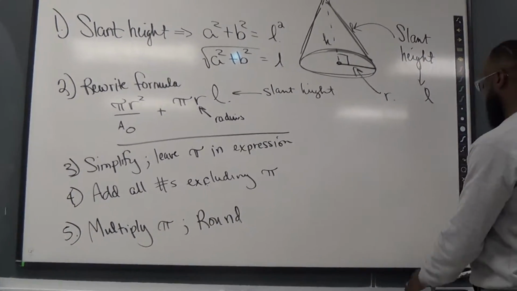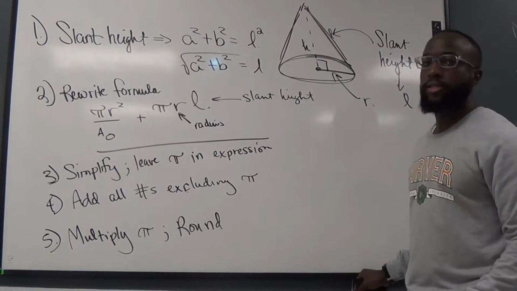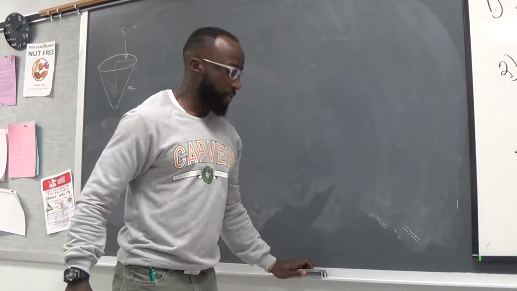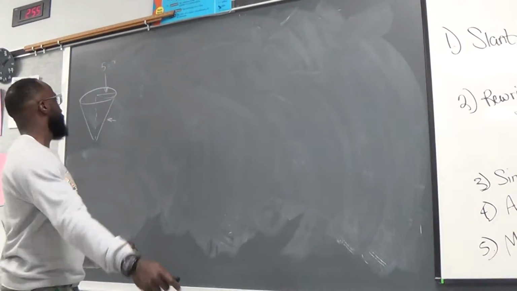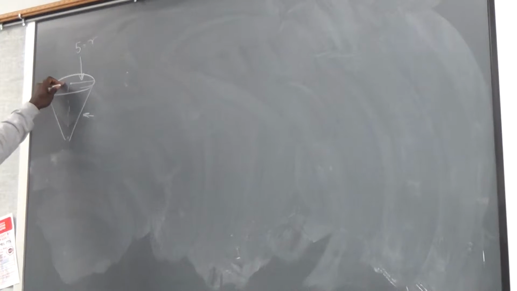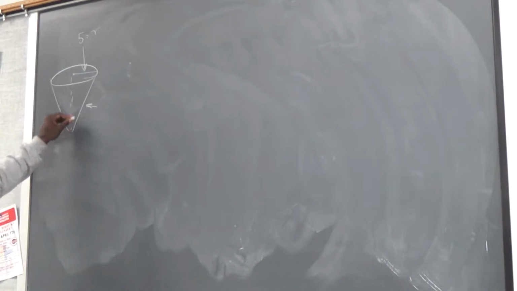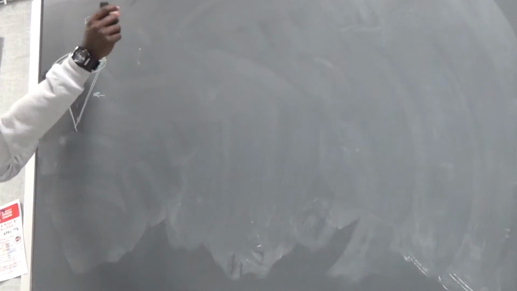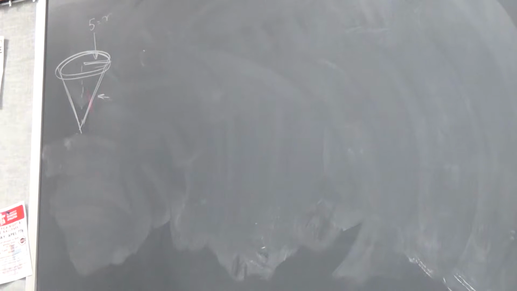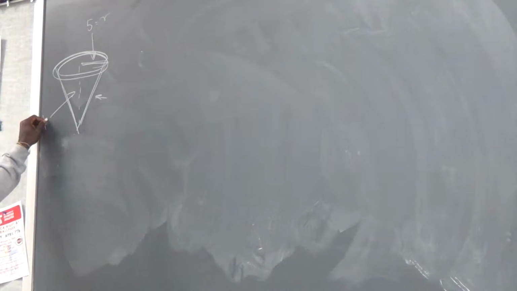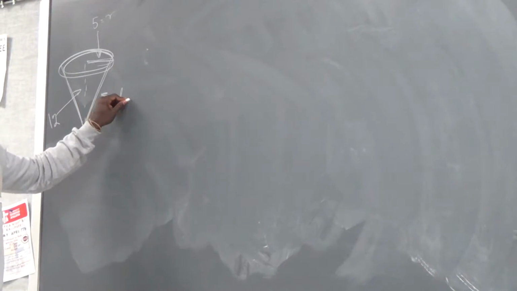So let's look at an actual example here. We're going to go to this part of the board here. Alright, so let's see. We have a cone here. Let's look at this cone. It has a radius of 5, and the height of the cone is 12. Alright, we need to find L.